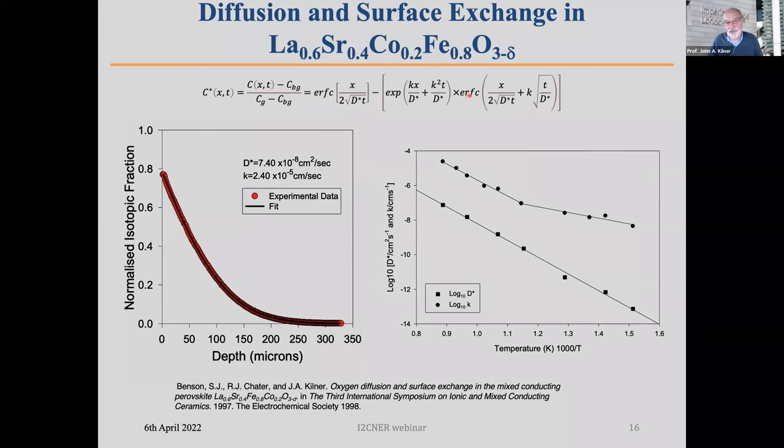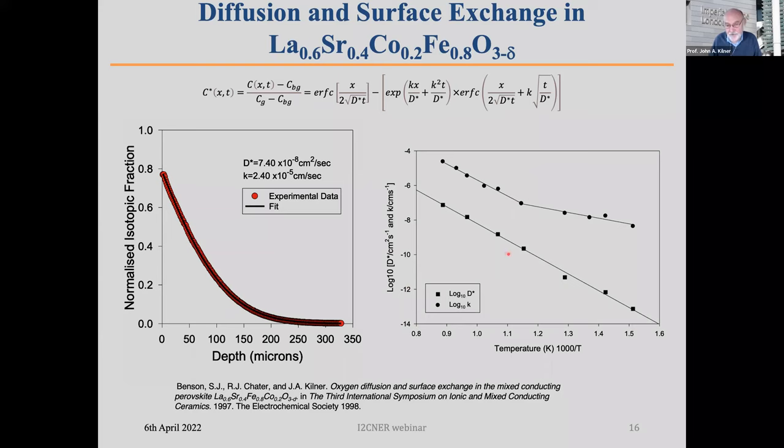This is the solution to the diffusion equation we're using. This is the type of data that we can get from the SIMS. We can get very nice data from the SIMS. We fit that to this equation, and we get the diffusion coefficient. In this case, it's the tracer diffusion coefficient, but it's very closely related to the self-diffusion coefficient and the surface exchange coefficient. And this is some old data on lanthanum strontium cobalt ferrate, log of D and K against reciprocal temperature.